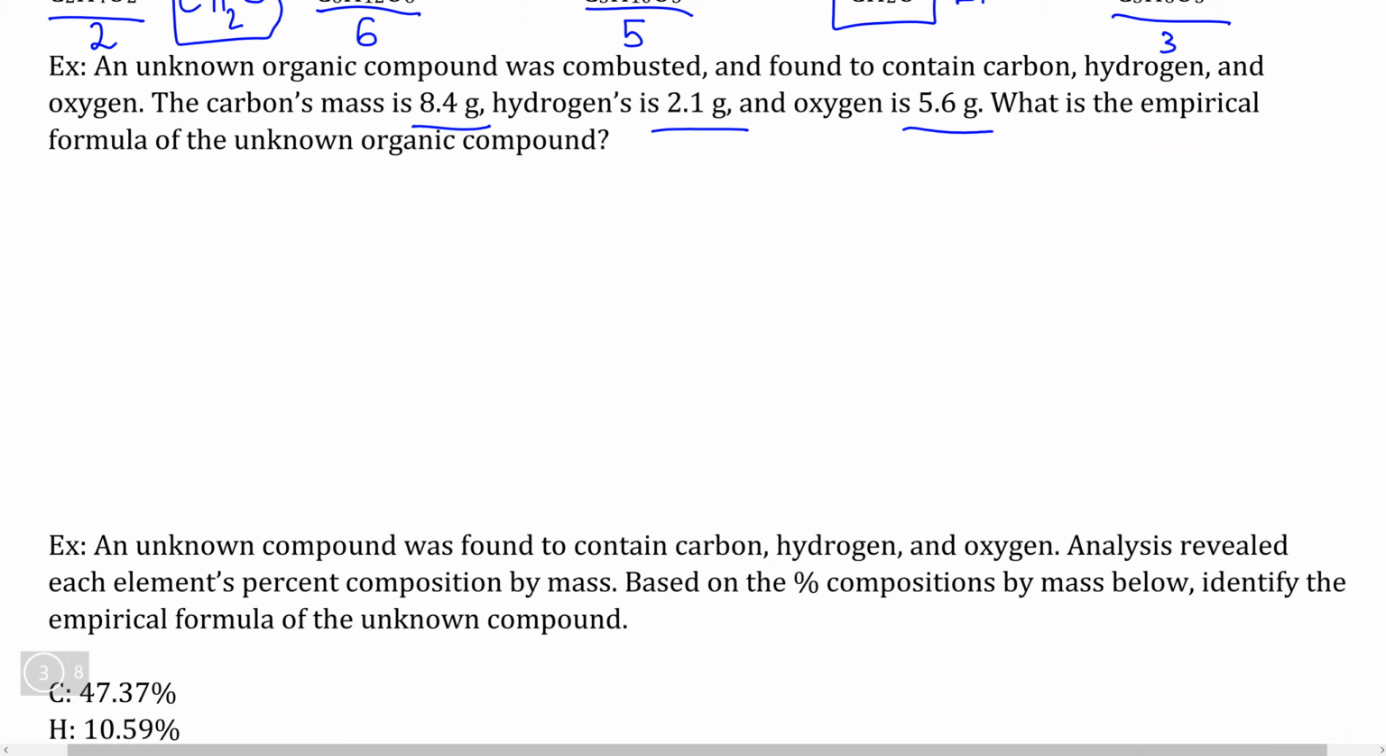per mole. So if we start by converting carbon's mass into moles, 8.4 grams of carbon times, and if we want to convert grams into moles, we need to put 1 mole in the numerator, and the molar mass of carbon, 12.01 grams, in the denominator, so grams cancel, leaving us with moles of carbon. If you put this into your calculator, this comes to approximately 0.6994 moles of carbon. Next, let's try the same thing with hydrogen, 2.1 grams of hydrogen.